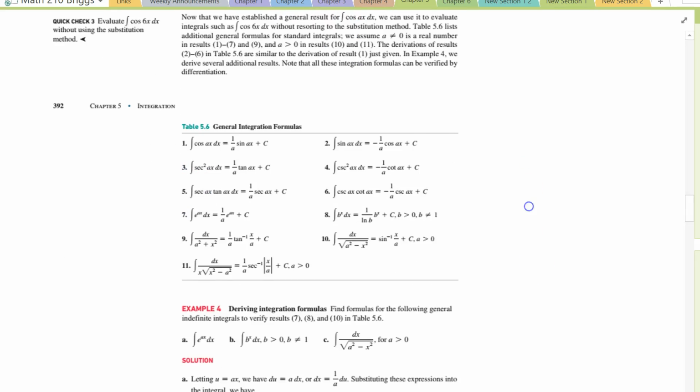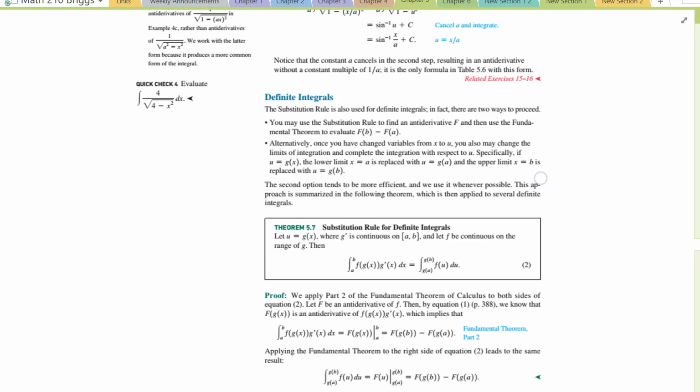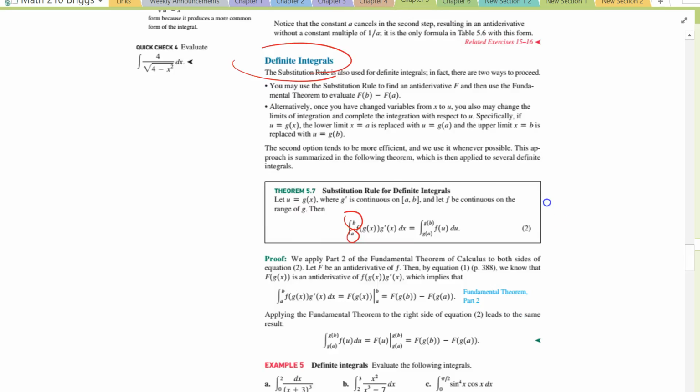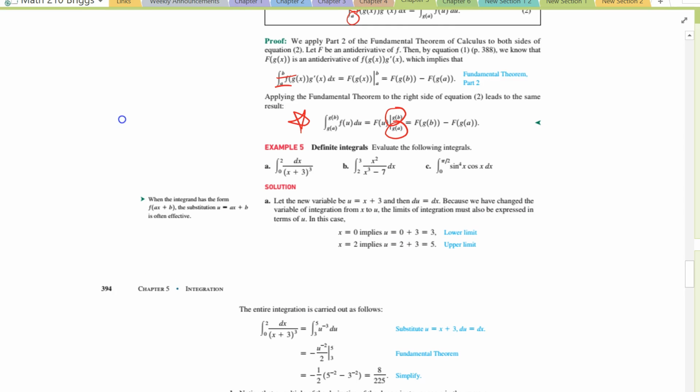And then the second part of this is when you change the bounds of integration, and that's going to be the definite integral. And that's going to be when you have this a and this b. So there's kind of two ways to do it. You can always write it back in terms of the original variable x and use the original bounds, or you can change those original bounds and use the function of u, and you would have these new bounds. So let's look at an example here.